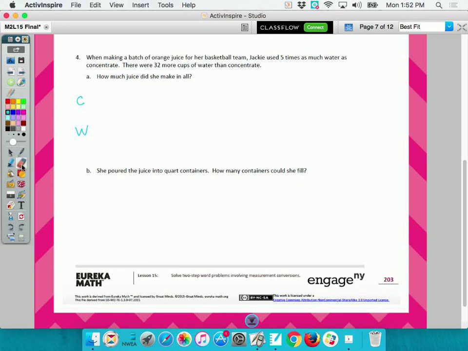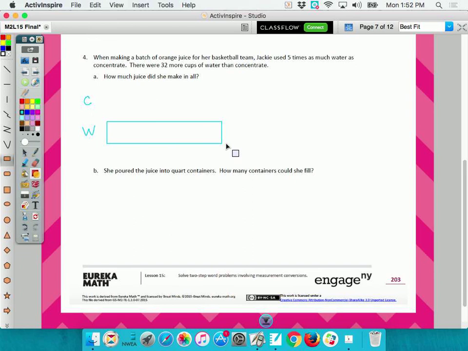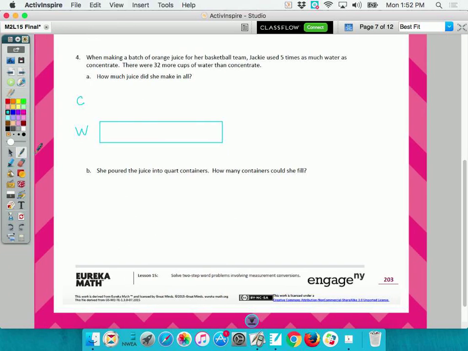Okay, so which one of these has more, the water or the concentrate? Water. Okay, let's make that one larger. This is kind of a ratio. Kind of is. And then how many times more water is there? 5. So how many equal pieces do I need? 5.